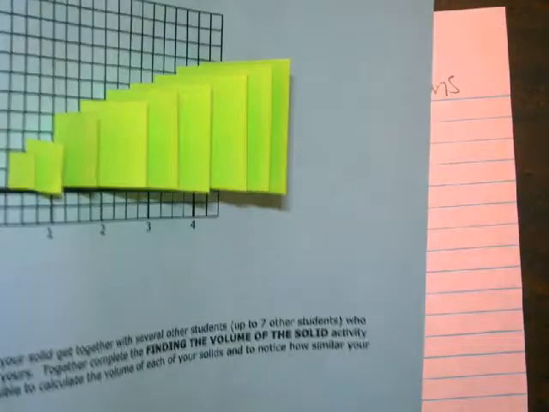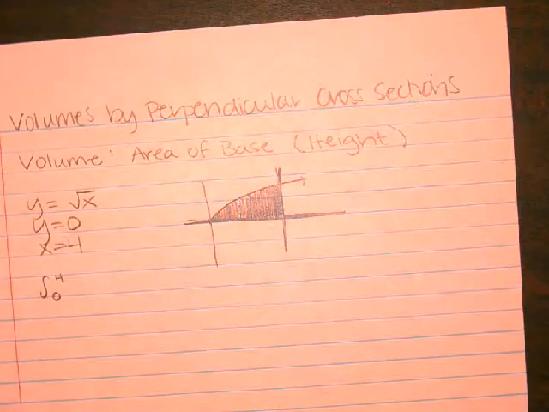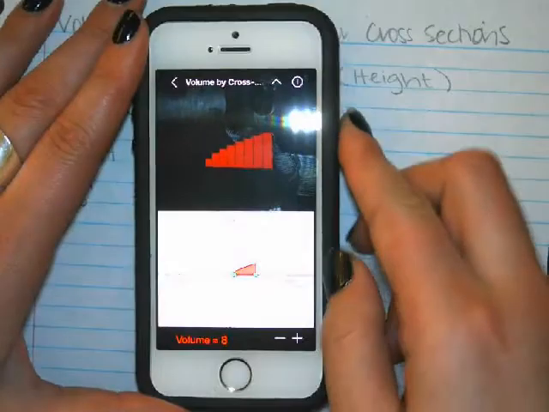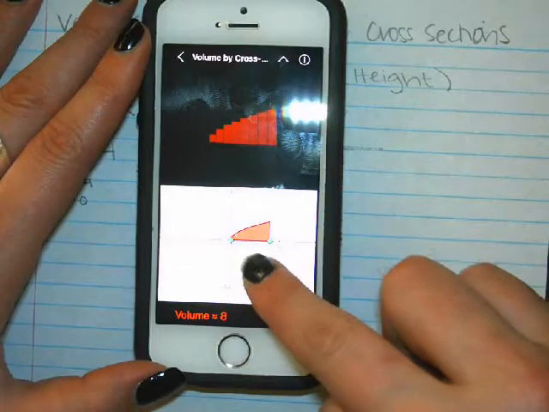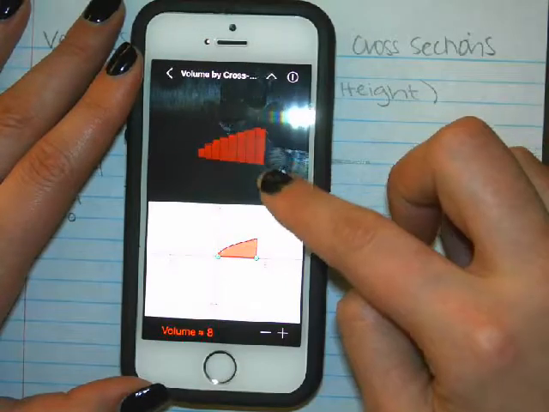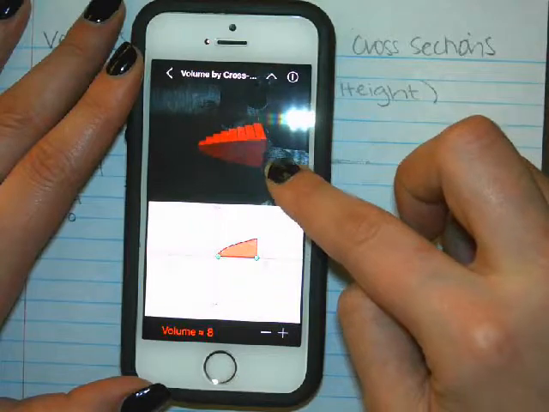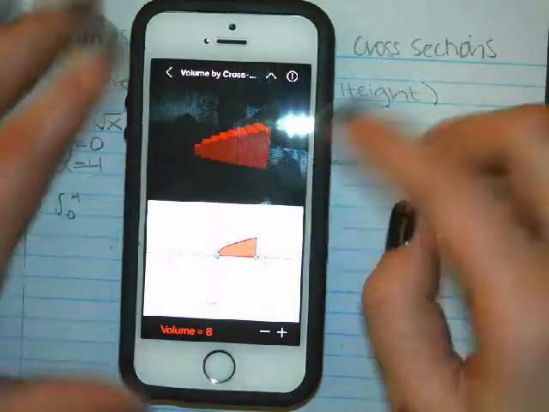Okay? All right. Here's another picture of the exact same thing but on my phone in this cool program. So here is the shape right here that we're dealing with, right? We have a square root graph. And here you can see my squares. Are you able to see that okay?